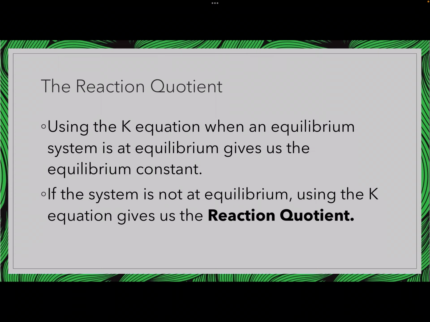So remember, our KEQ will always give us the value of the equilibrium constant when it's at equilibrium. If it's not at equilibrium, then it'll give us a different number. But from that information, we can determine which way the reaction has to go to come back to equilibrium. Okay, and it is tied in with Le Chatelier's principle.